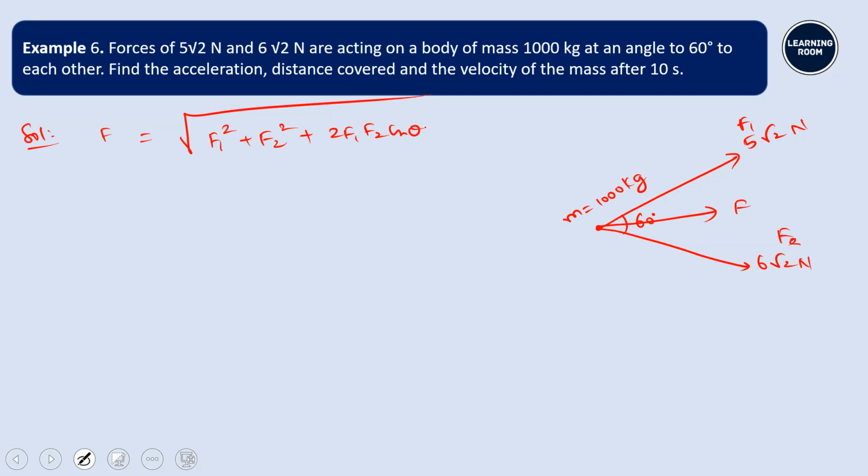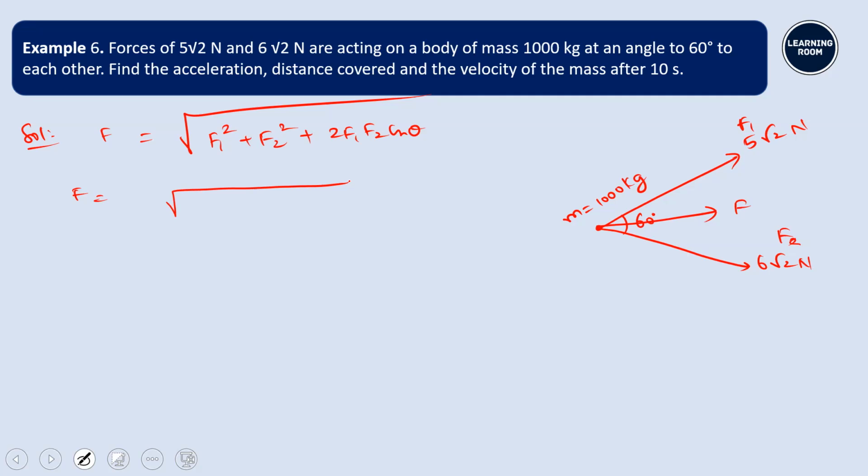This is the resultant of whom? Of the parallelogram law of vectors. So root of a square plus b square plus 2ab cos theta, where theta is the angle between both the vectors. Right? So F will be equal to root of F1 square is 5 square into root 2 square.